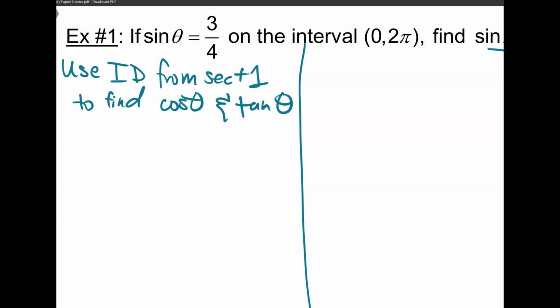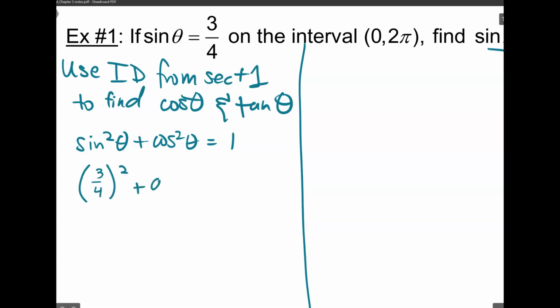Okay. Let's use the identities. First one I'm going to use, our bestie: sine squared theta plus cosine squared theta equals 1. I know sine is 3/4, so 3/4 squared plus cosine squared equals 1. This is a difficult one without using your calculator, without saying it out loud. What is 3/4 squared? How do you figure this out? Give it a couple more seconds. Think about how you do it.